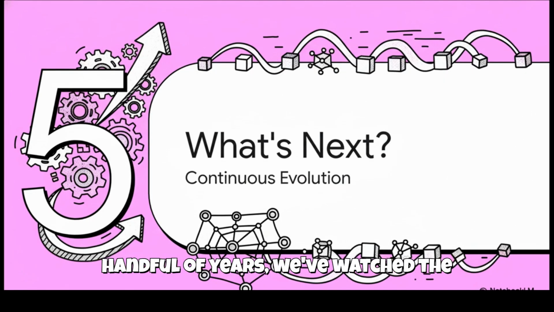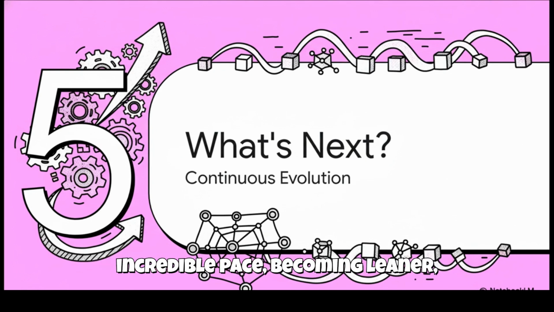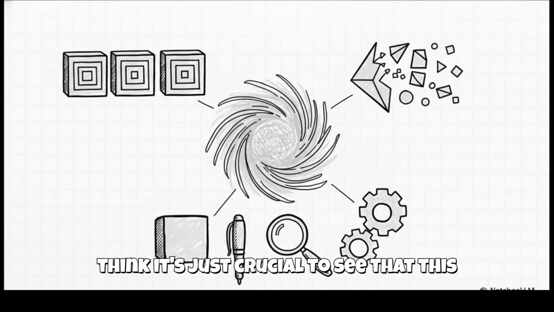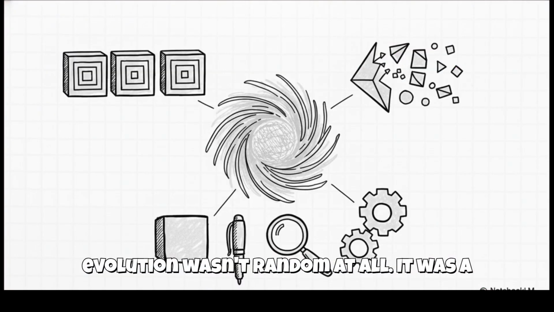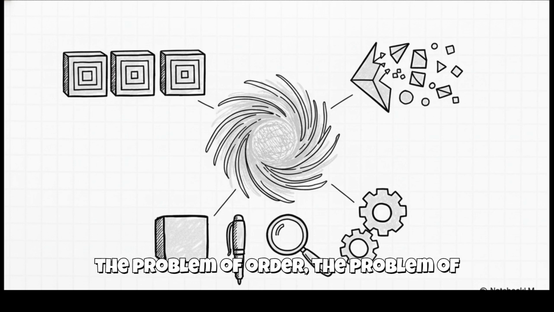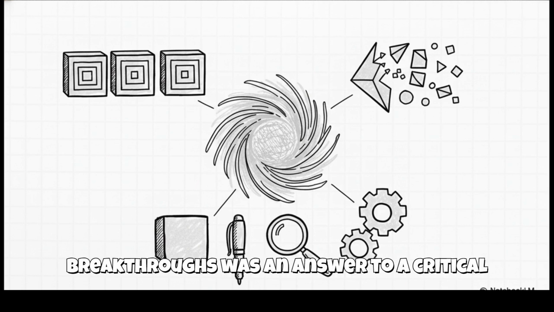So, in just a handful of years, we've watched the transformer adapt and evolve at this incredible pace, becoming leaner, smarter, and way more specialized. And I think it's just crucial to see that this evolution wasn't random at all. It was a direct response to fundamental problems: the problem of order, the problem of scale, and the problem of task specialization. Each one of these breakthroughs was an answer to a critical engineering challenge.